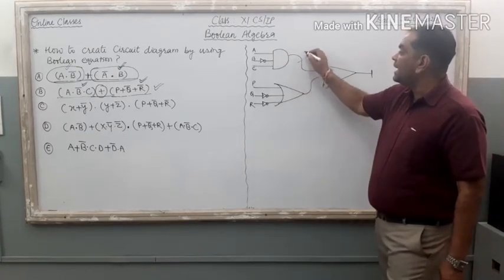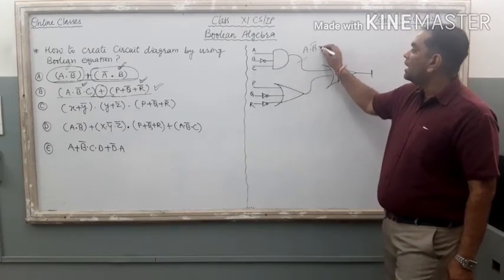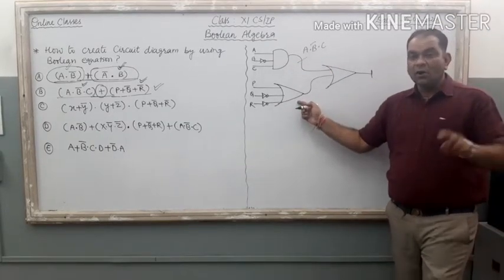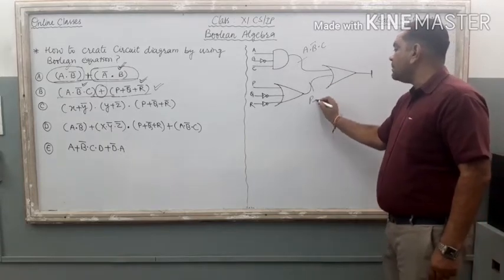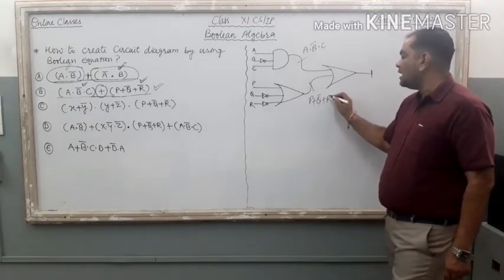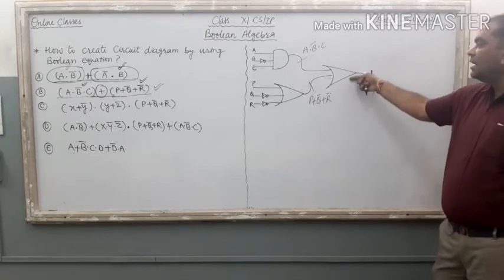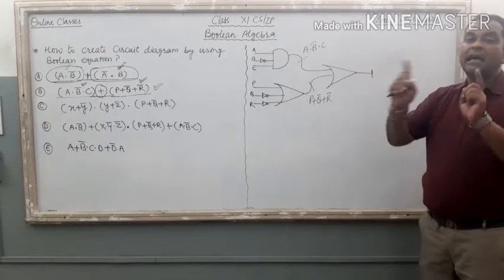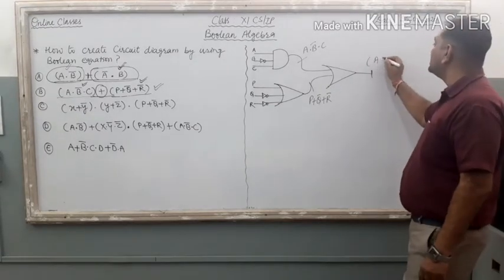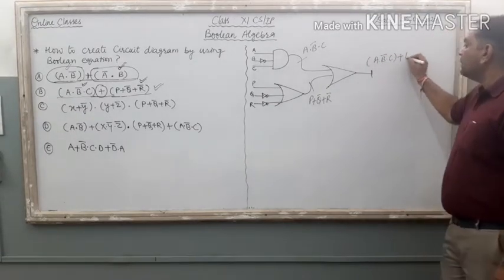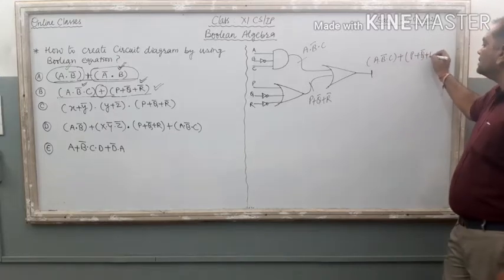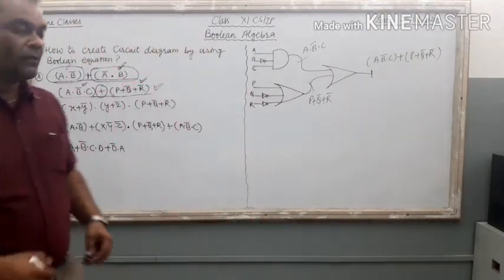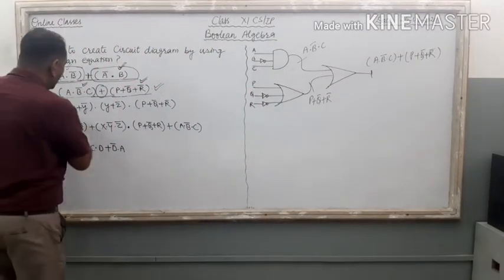So here it is AND gate. A dot B bar dot C. It is the output of this AND gate. Now check out the second one. It is OR gate, and what is the output over here? It is P plus Q bar plus R bar. Right? Then OR gate, just combine these two input signals of OR gate with the help of plus. So here the output is A dot B bar dot C plus P plus Q bar plus R bar. Check this one. The same equation is there on the board. Clear? Now come to the third one.